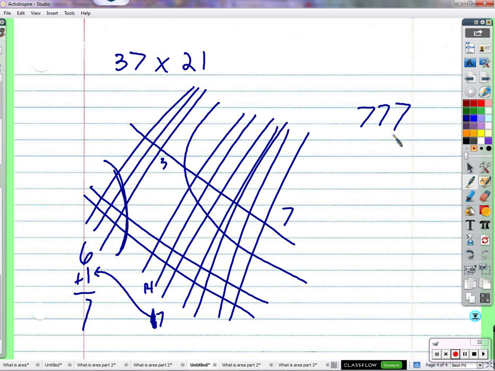So let's talk about why this works, but first let's talk about what multiplication is. So if I do 37 times 21, what does it even mean? 37 times 21.